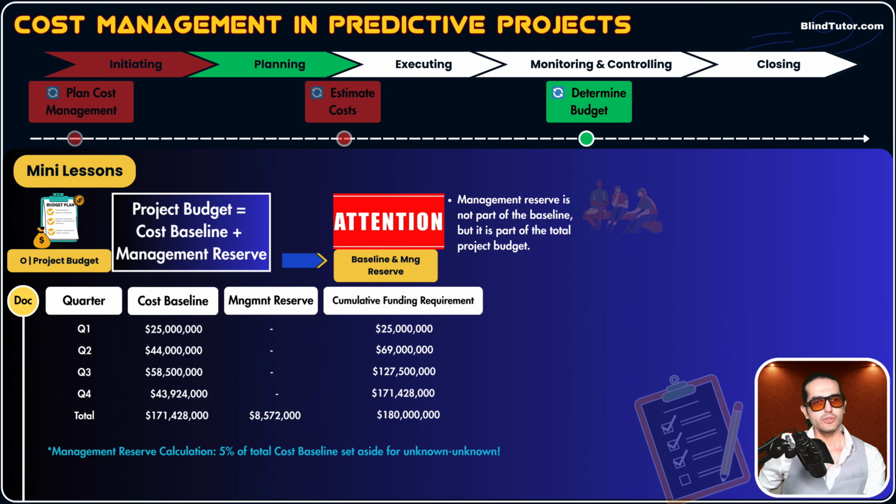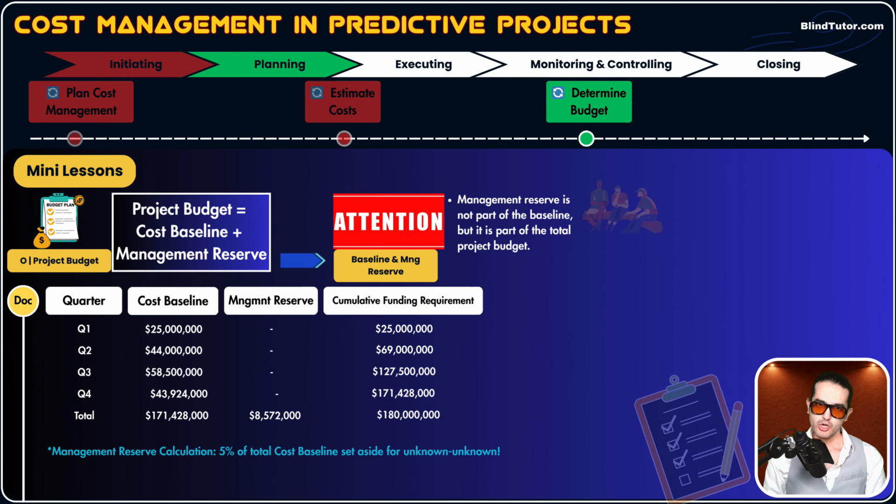So guys, if we sum up all cost baselines for all quarters, the total cost baseline will be 171 million and something. Now, our cost management plan says, hey, for unknown unknowns or unknown risks, apply 5% of total cost baseline. So 5% of 171 million and something would be $8,572,000. Okay, this is management reserve.